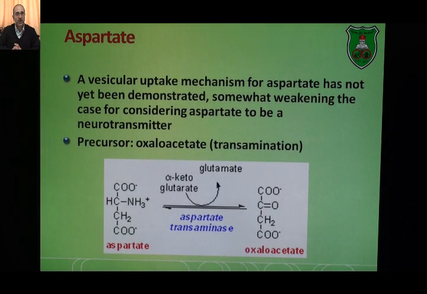Aspartate, on the other hand, is synthesized from oxaloacetate, also via a transamination reaction. Note the involvement of alpha-ketoglutarate and glutamate. Alpha-ketoglutarate is the precursor of glutamate once it's transaminated. Aspartate is converted to oxaloacetate if it is deaminated, if the amino group is removed. Now, the vesicular uptake mechanism for aspartate has not been shown, and there is still some controversy whether aspartate is a neurotransmitter or not.